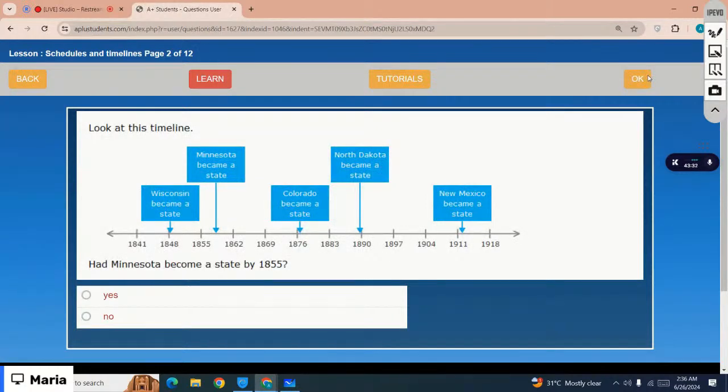Look at this timeline. Had Minnesota become a state by 1855? Yes or no? Which is the correct option? Here is 1855. No, because you can see here after 1855, Minnesota became a state. The correct option is after.